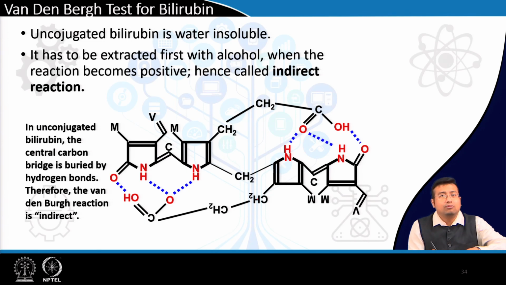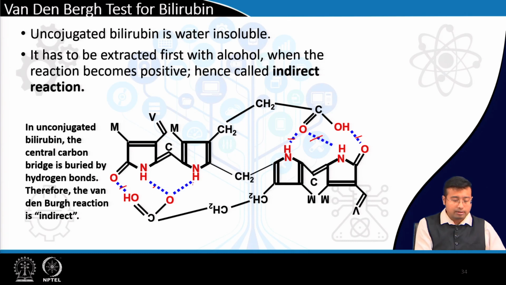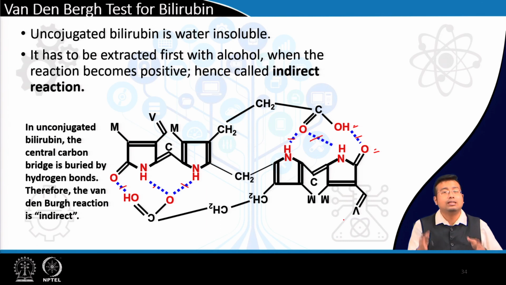We need to treat it with alcohol. If we treat this unconjugated or free bilirubin with alcohol, the alcohol will disrupt this intramolecular hydrogen bond, because it has a much stronger affinity to form bonds with these polar groups and residues. Then the buried central methane bridge will be exposed, and it will give a positive reaction. So, unconjugated bilirubin gives an indirect reaction, and therefore it is also called indirect bilirubin.